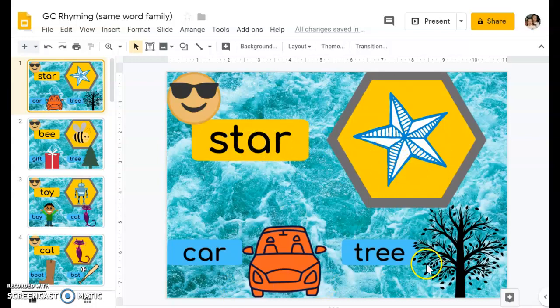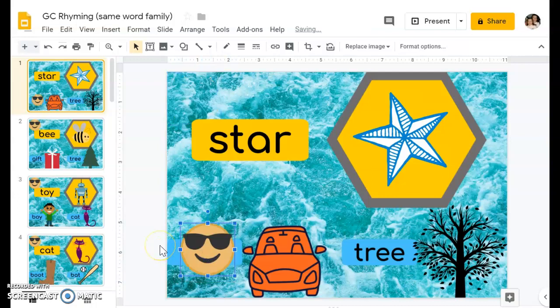Down below you have two choices. Each of the choices has a picture along with the word that matches the picture. So this word says car with a picture of a car, and this word says tree with a picture of a tree. You're going to take this little sunglass guy and drag him to which one rhymes with the main picture. So star and car rhyme. So I'm going to drag my sunglass smiley over top of the word car, because car and star rhyme.